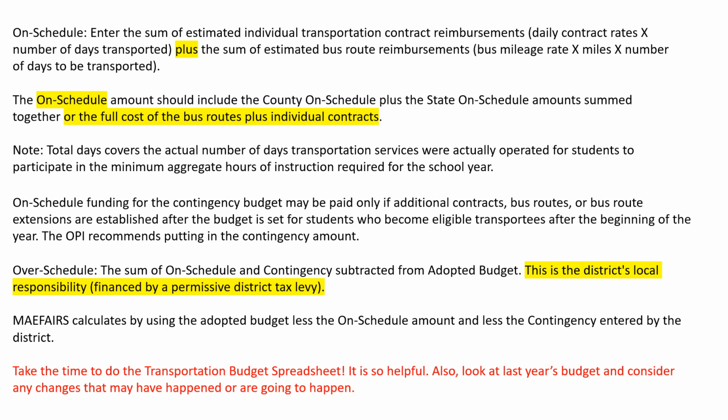The overschedule is the sum of on-schedule and contingency subtracted from the adopted budget. This is the district's local responsibility, financed by a permissive district tax levy. Mayfair calculates it by using the adopted budget less the on-schedule amount and less the contingency entered by the district.